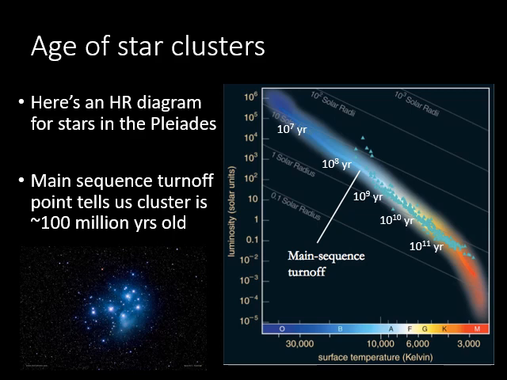And that makes sense, remember? Open clusters are younger than globular clusters. We just saw M55 was over 12 billion years old. The Pleiades only 100 million years old.